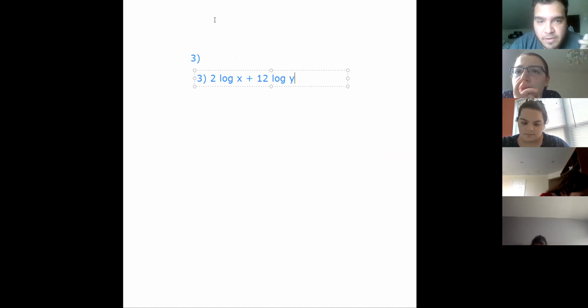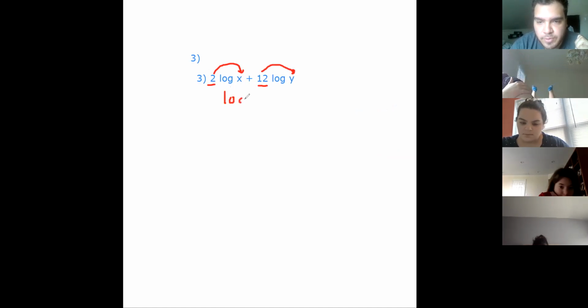Again, we're dealing with numbers in front of our log, so we have to deal with it by moving them. This 2 is going to go on top of this x. This 12 is going to go on top of this y. So now we have log x to the 2nd power plus log y to the 12th power.